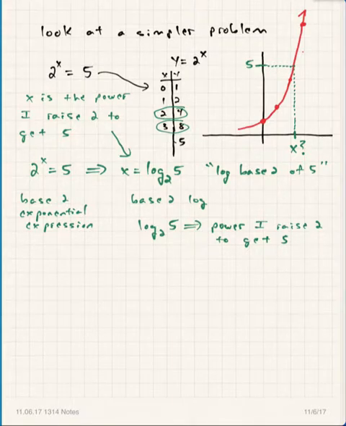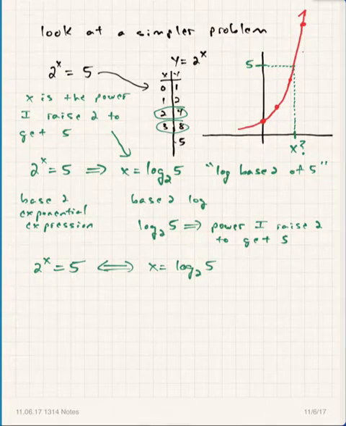Now one thing I want you to see here is that I have this 2 to the x equals 5, and this expression right here, x equals logarithm base 2 of 5. Notice I put a double-ended arrow between those two. I'm saying that they're really the same thing, and that this is called the exponential form of the expression, and this is called the log form of the expression.